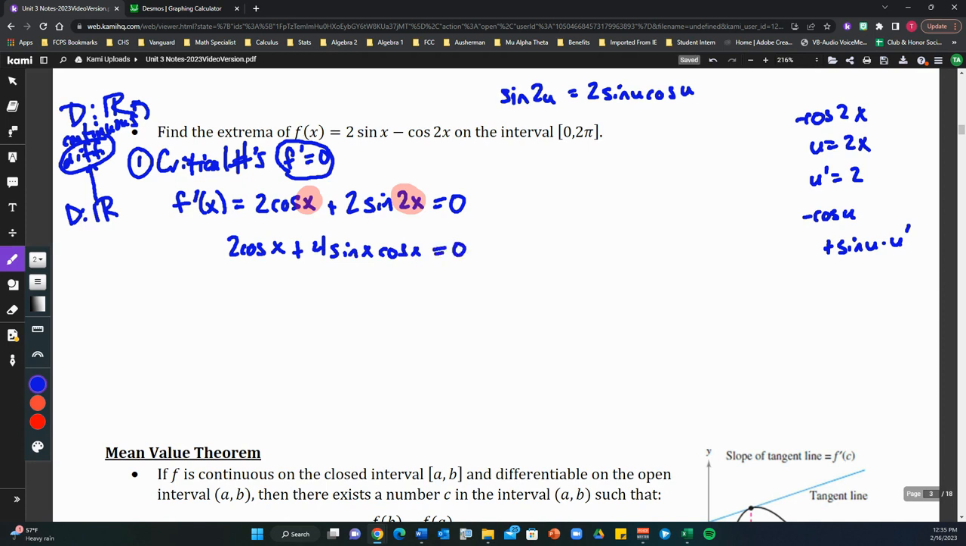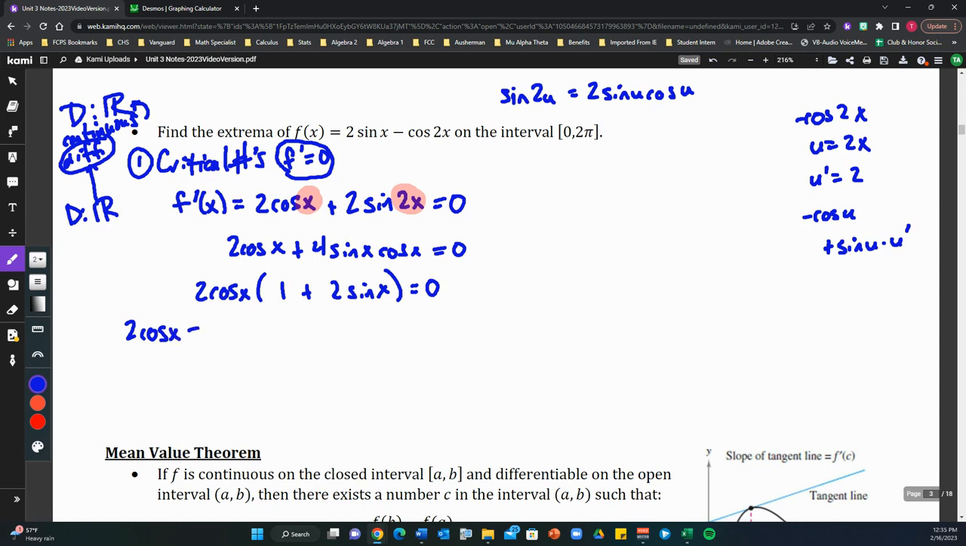Now we can solve by any means. A lot of times when I've got sines and cosines mixed together, we tend to end up factoring. And in this case, if you notice the structure, I do have a common factor of 2 cosine x in both of these terms. So that leaves me with 1 plus 2 sine of x equals 0. Now we set each factor equal to 0 and we solve.